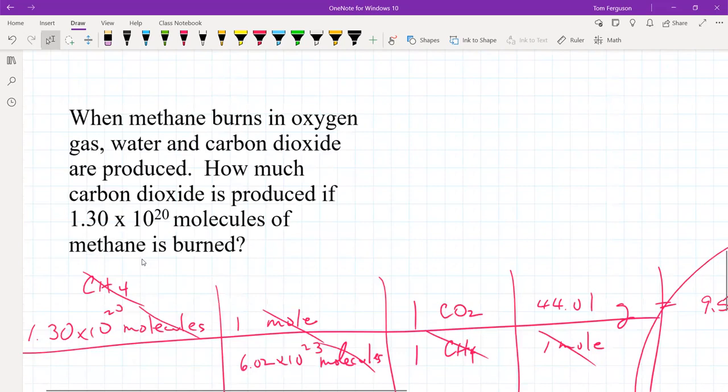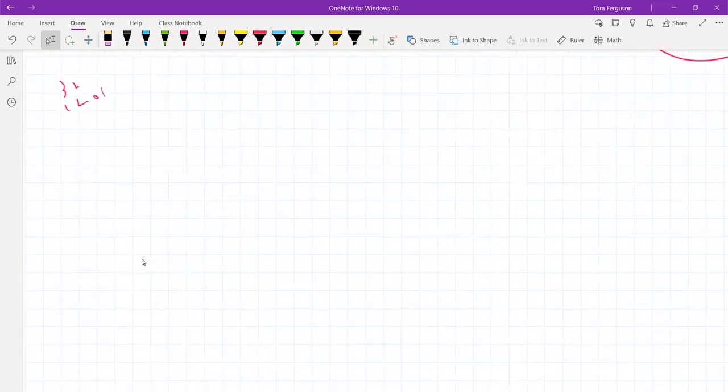So let's do a problem like that. Now, before I do another problem, does anyone have an issue with what I just did? Because the next step is going to be ugly.